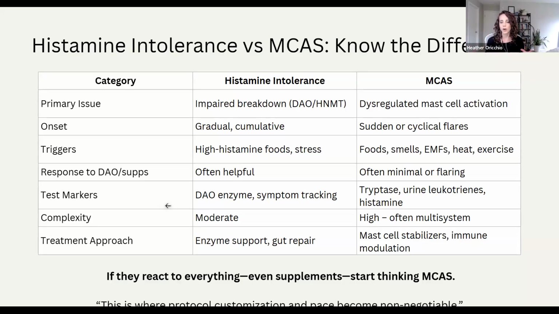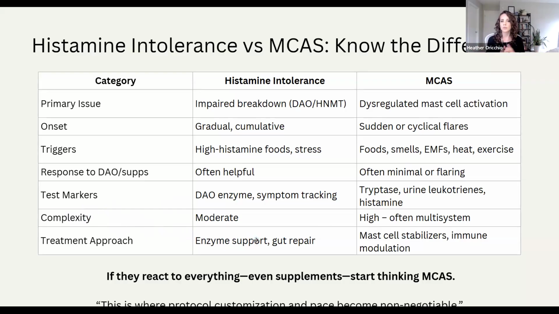If we're going to test those markers, which I'm not a huge fan of, you could test their DAO enzyme. You could have them do some symptom tracking with mast cell activation. You could test their tryptase, their leukotrienes. You could test their plasma histamine levels. The complexity. So histamine intolerance, it's going to be less complex. It's still going to be moderate, but it's not going to be as severe as mast cell activation, where there are multiple systems of the body impacted.